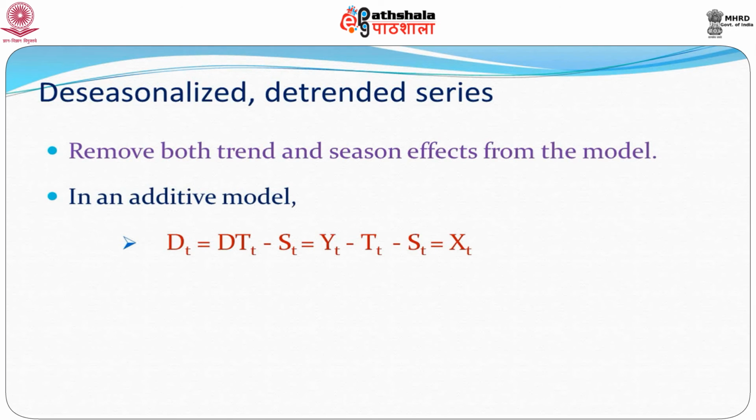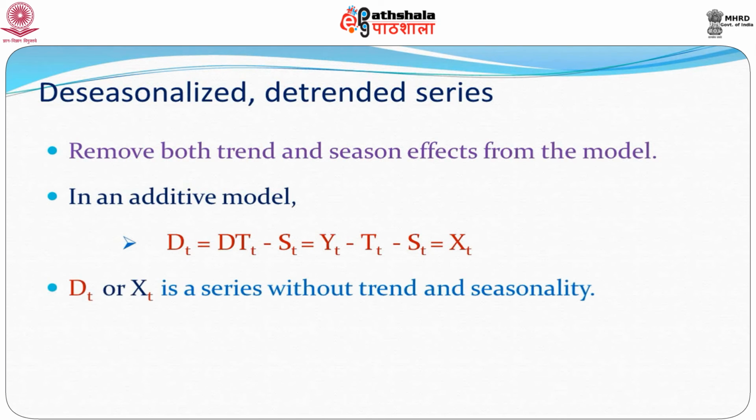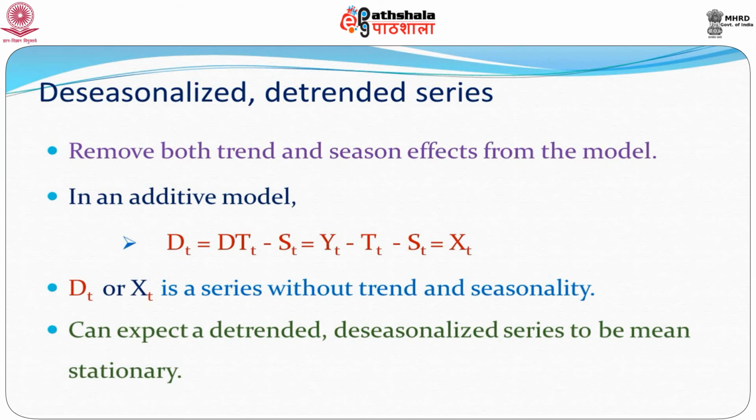We will call this dt, which is dtt minus st, which is the detrended series minus now the seasonality, and which actually gives us the xt series itself. So dt or xt is a series without trend and seasonality. We can expect a detrended deseasonalized series to be mean stationary. We will look at what mean stationary really means, but we can expect this not to evolve too much over time. So the evolutionary part is excluded from xt.